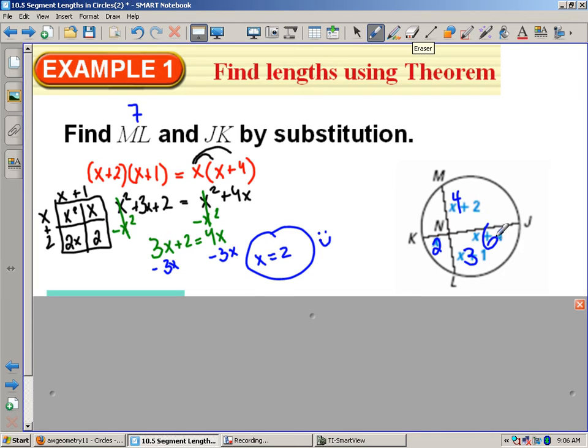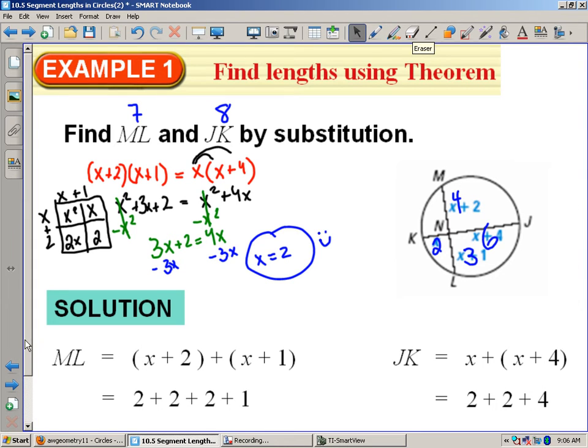So that's what we were asked to do. Those were the lengths that we were trying to find, and I'm going to check the work down here just to make sure that we did it all correctly, and there you go. That's really what we're looking for.